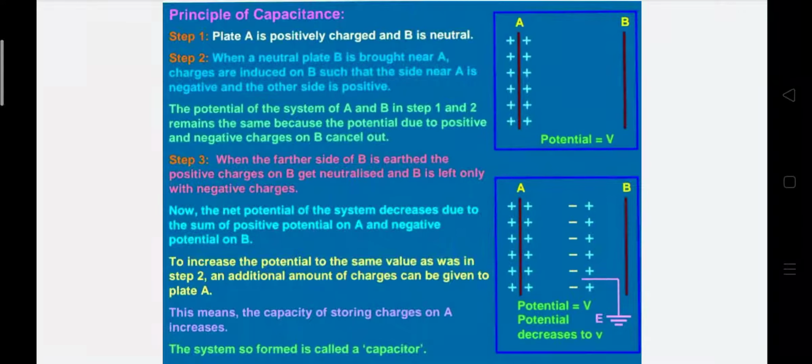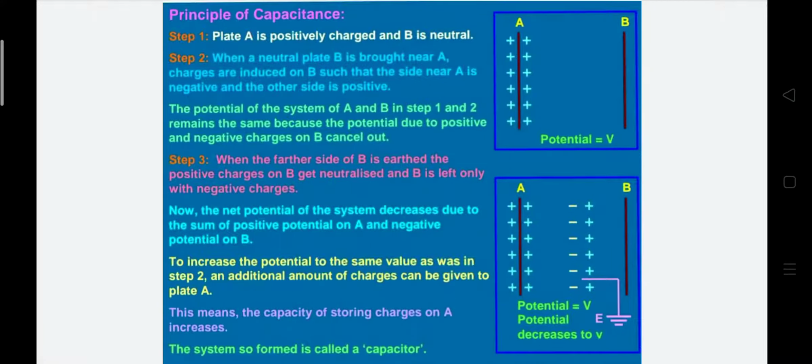What happens? Since A is positively charged, it has positive charge on both inner and outer surface. B has no charge present over it. When B is brought near A, then a negative charge is induced on the inner surface of B. The potential of the system A and B remains the same because the potential due to positive and negative charge on B cancels out. This is to be understood. Potential remains the same.